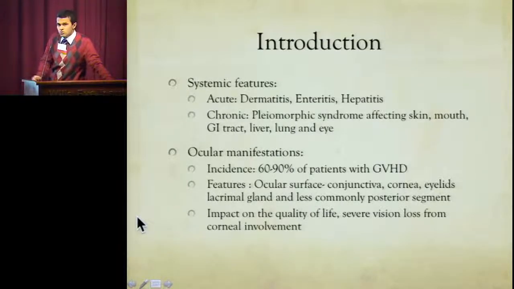Ocular features occur in around 60 to 90% of chronic GVHD patients. Classically described as a dry eye syndrome, it can also cause other sequelae, like chronic inflammation and cicatricial changes. And even though less common, around 10%, it can also involve the posterior segment with anomalies. These all lead to a poor quality of life and can even result in severe vision loss.